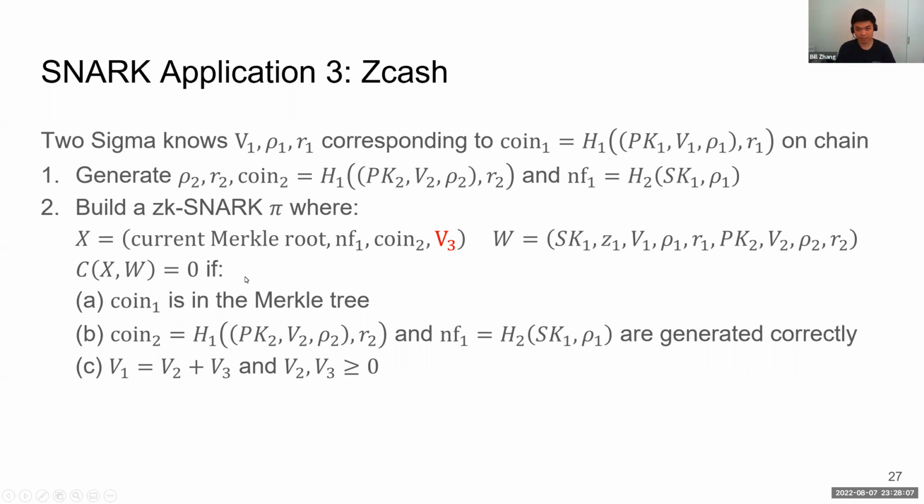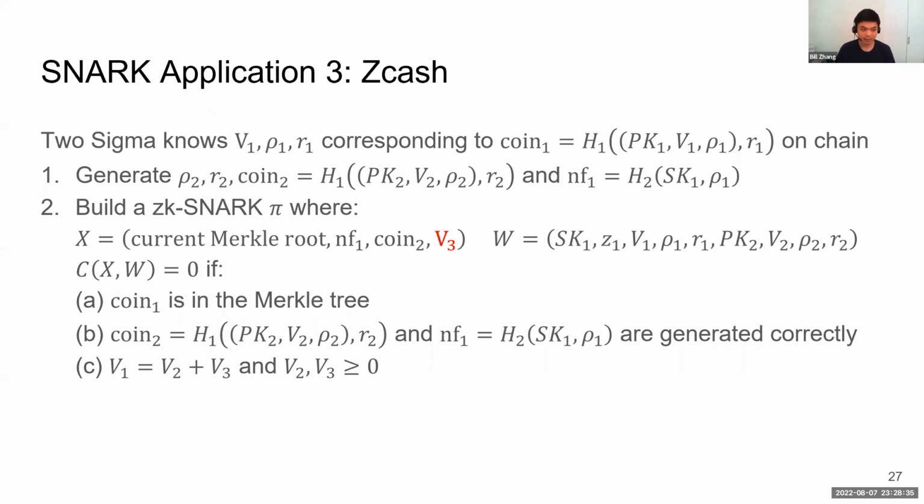The first thing the circuit has to check is that 2σ is spending a coin that is on the chain. So it has to check that coin 1 is in the Merkle tree with this Merkle root. And so 2σ is going to have to produce a Merkle proof that this specific coin exists at a specific spot in the Merkle tree on chain. Because if 2σ does not have a coin in the Merkle tree, 2σ is not allowed to spend anything, right? So you have to check that this coin already exists in the Merkle tree.